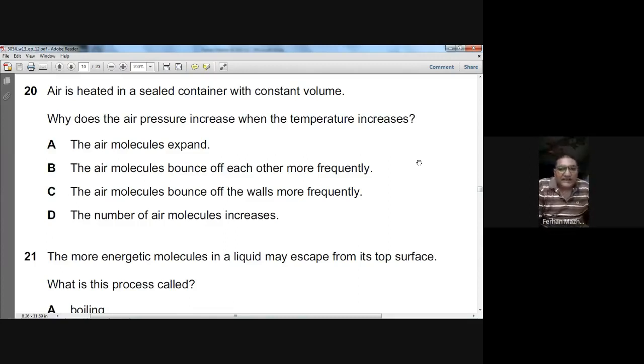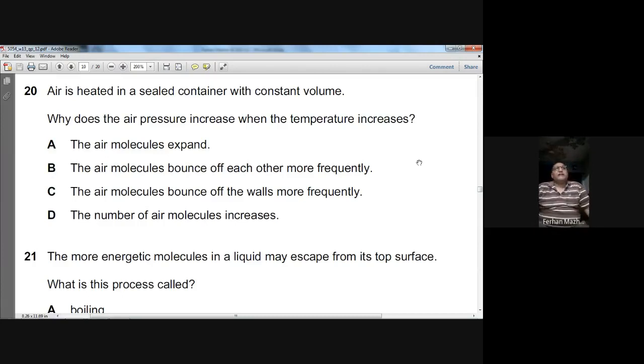If you increase the temperature of a fixed mass of gas whose volume is constant, the pressure will increase. His question is, why does the air pressure increase when the temperature increases? Because the molecules are moving faster. So the frequency of collision of the molecules with the walls of the container will increase. Plus, now because they are more energetic, when they collide with the wall, they exert more force. So that's why the pressure of the air or gas inside that container will increase.